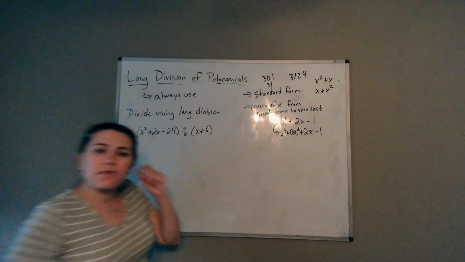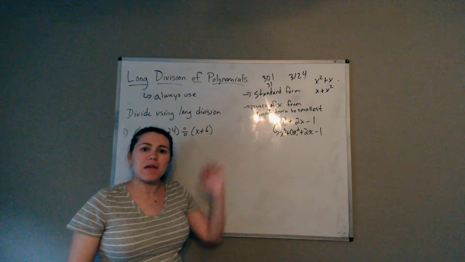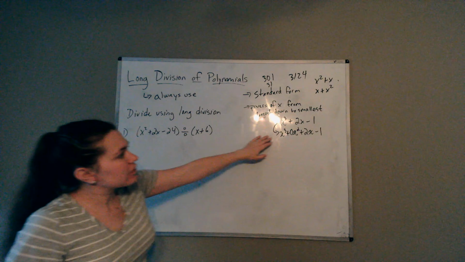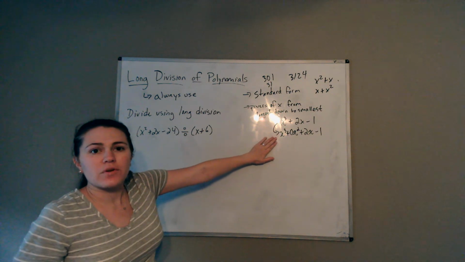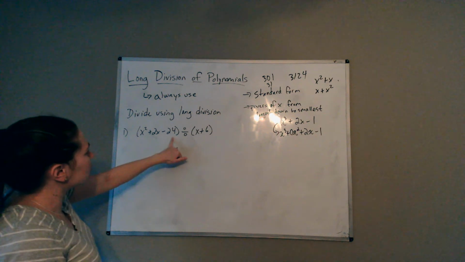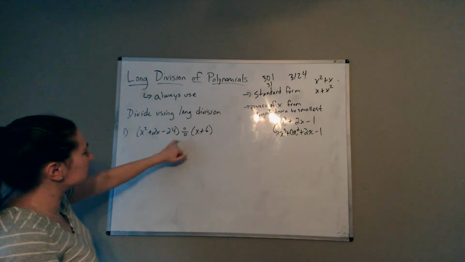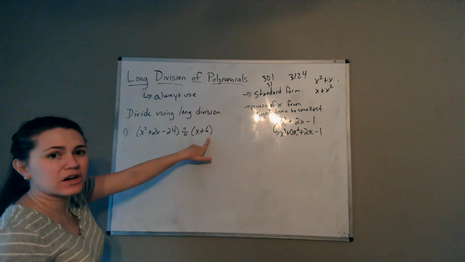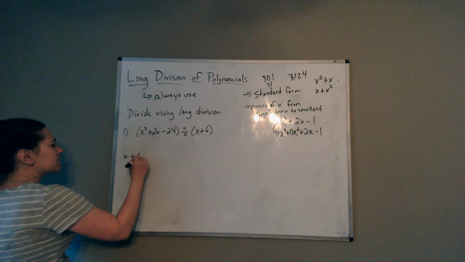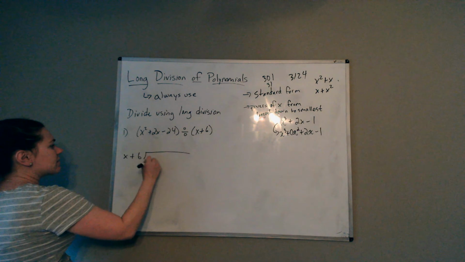Is it mandatory for long division? No. But is it mandatory for a different type of division? Yes. So it's probably a little bit easier to do long division when you have your placeholders. So always check. I'm in standard form here, and I don't need any placeholders. I'm in standard form here, I don't need any placeholders. This is my divisor, and this is my dividend.